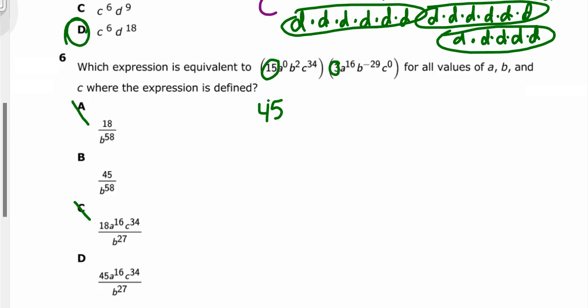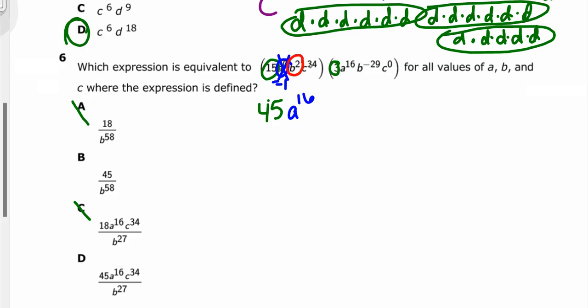Okay, let's take care of our A's first. Anything to the 0 power equals 1. So this A is going to be gone. And I'm just left with A to the 16th power. So I'm going to go ahead and just write my A to the 16th power.